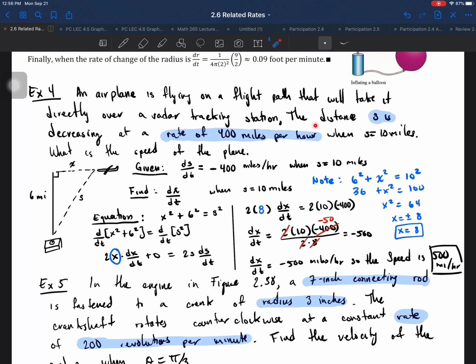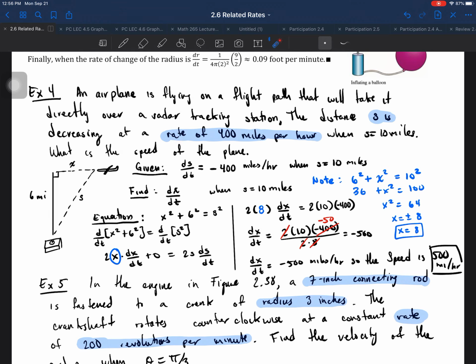So going back again, they tell us the distance s is decreasing, right? That means as the airplane gets closer, the distance s gets smaller. So it is decreasing at this rate, 400 miles per hour. So the rate of change of s is 400 miles per hour. Because it is decreasing, we interpret that as a negative rate. That's what it means to be decreasing. That means the distance is getting smaller.